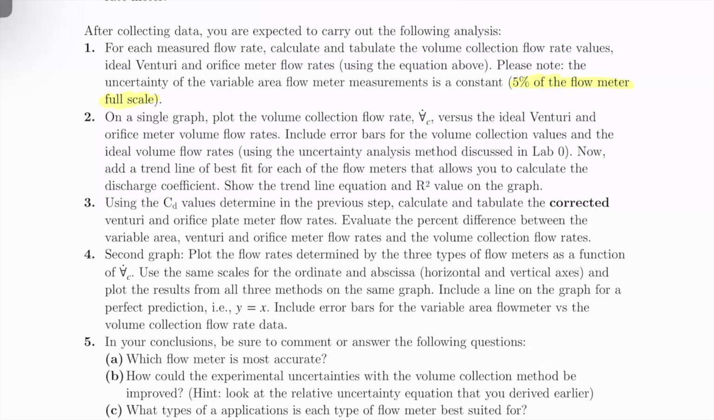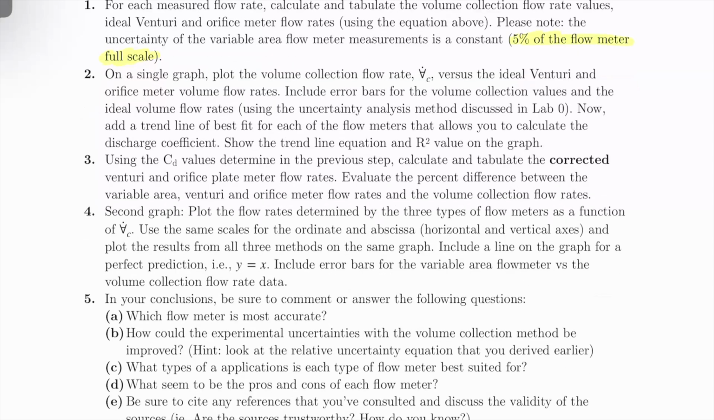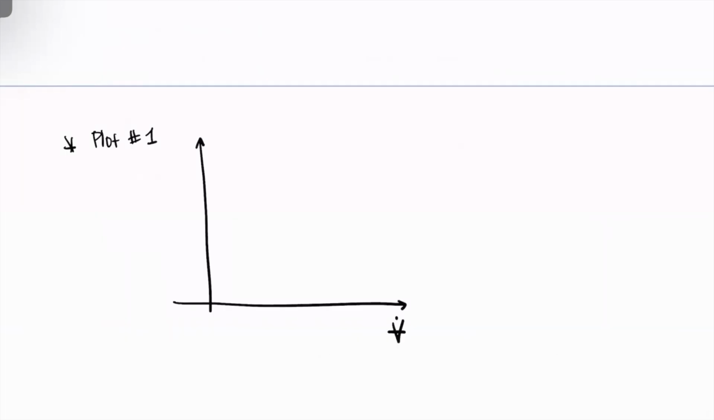In addition, you need to make a graph of volume collection flow rate versus the ideal Venturi and orifice meter volume flow rates. So I'm going to put this down here. So for plot 1, this is going to look like, you're going to have V dot collection.